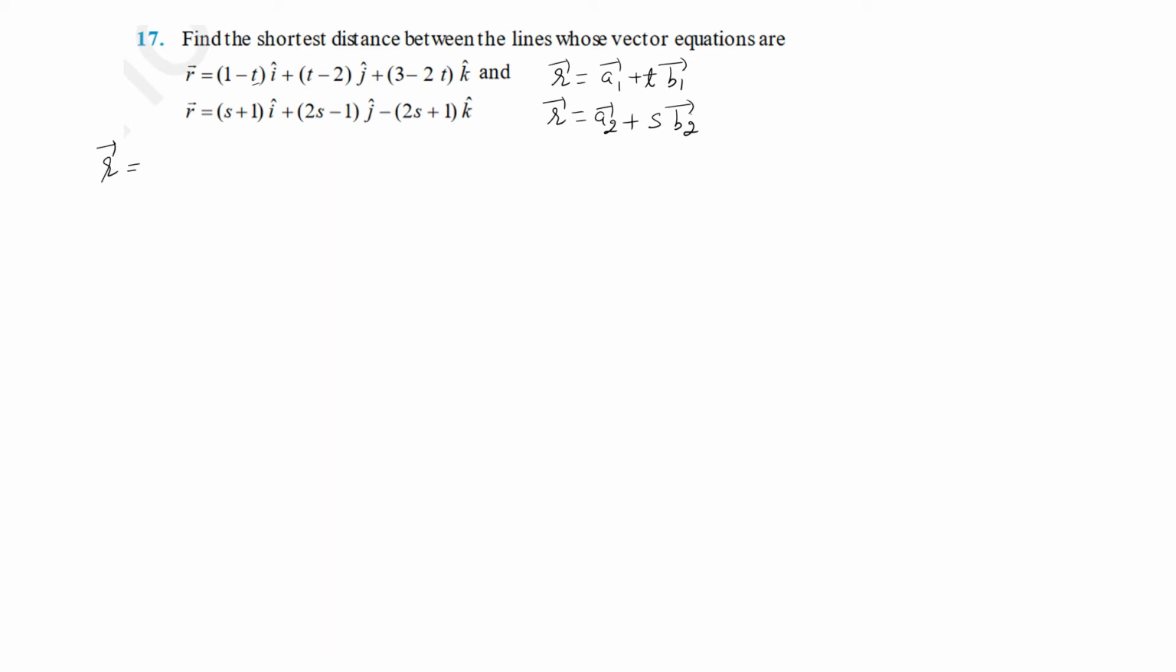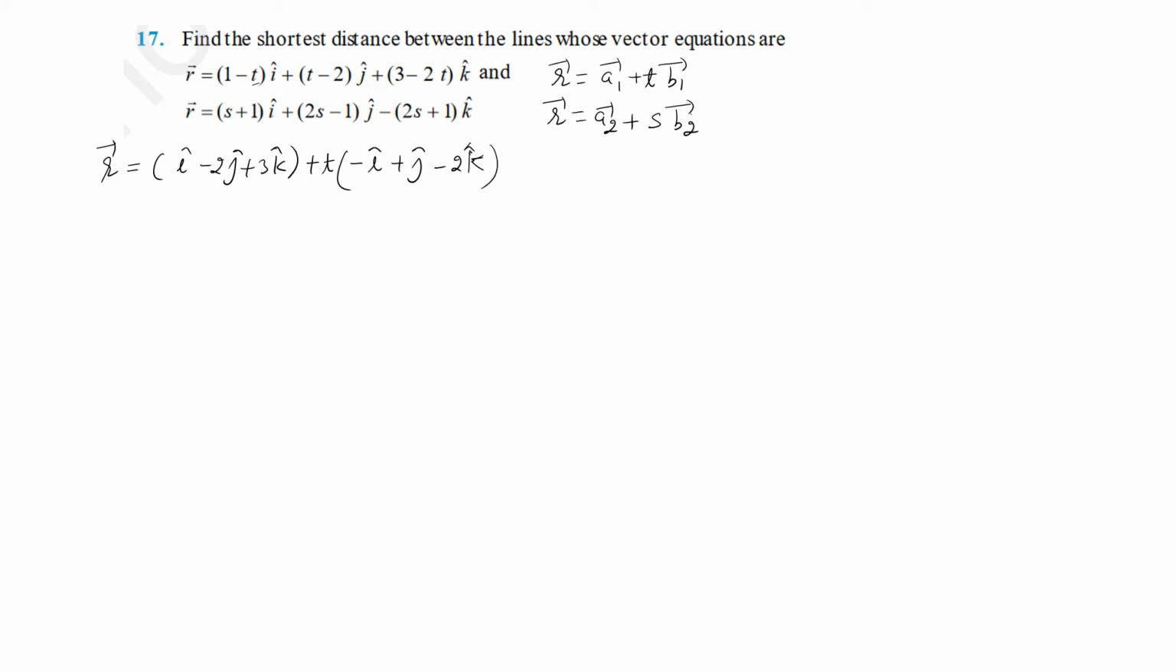So let us write it in standard form. Without t, all will frame your a1 vector. So it is i minus 2j plus 3k plus t times. It is better you consider t as positive and then adjust the sign with ijk. So it is minus i, plus j, and minus 2t k. We have taken t out, so it is minus 2k.